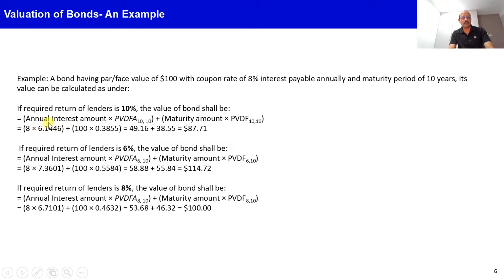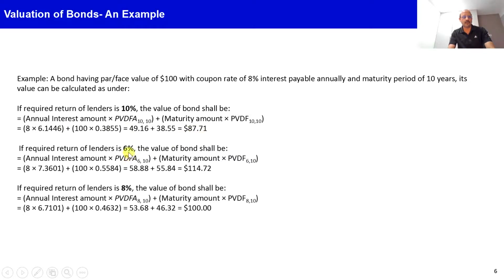We can calculate this value either using the formula for PVDFA, which I have explained in another video on time value of money, or we can simply refer to the PVDFA table, the ready reckoner table, which is also there in that video, plus the maturity amount of $100, which we will be receiving after the end of the 10th year. So the present value factor of that is 0.3855. So the total value becomes 49.16 for the present value of all future interest and 38.55 for the present value of the redemption amount. So total value of the bond becomes 87.71.